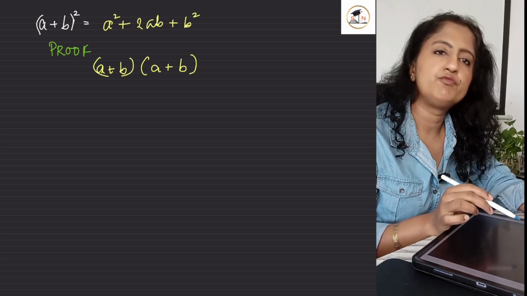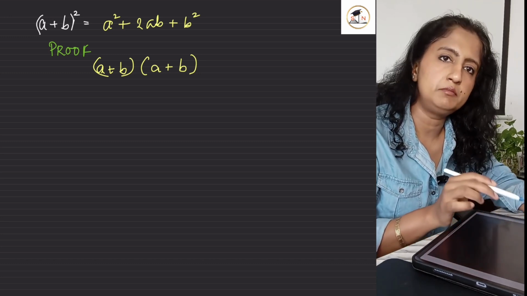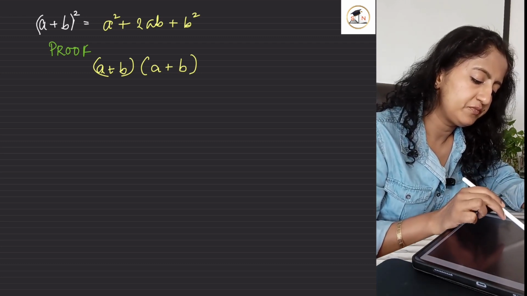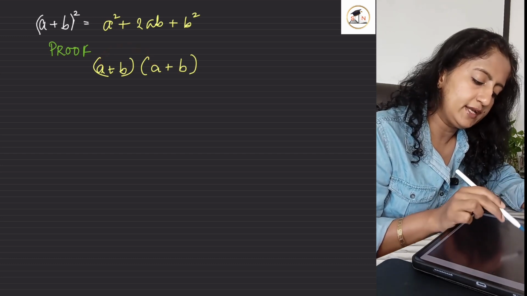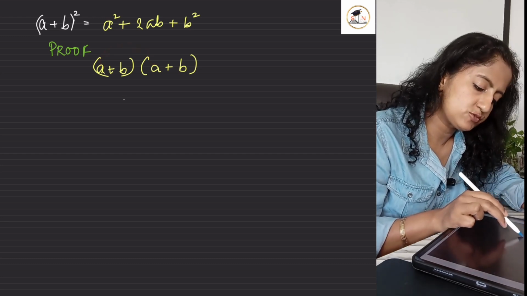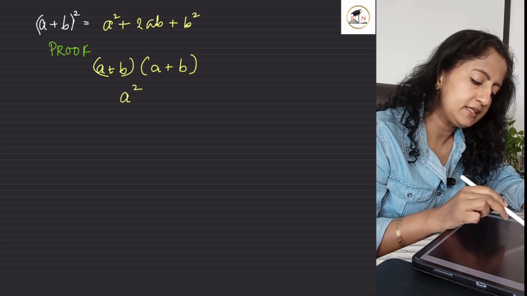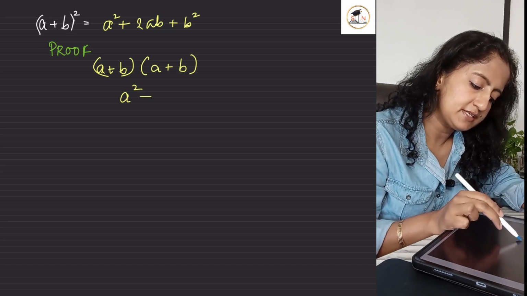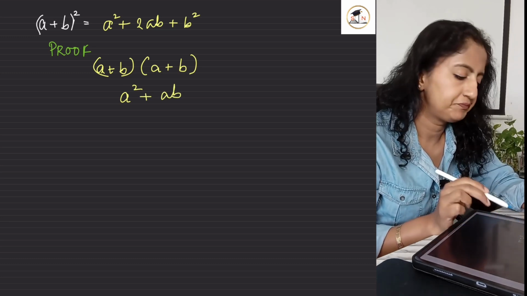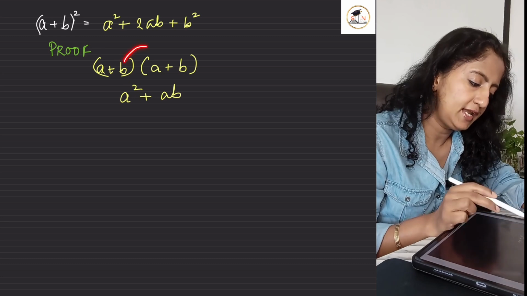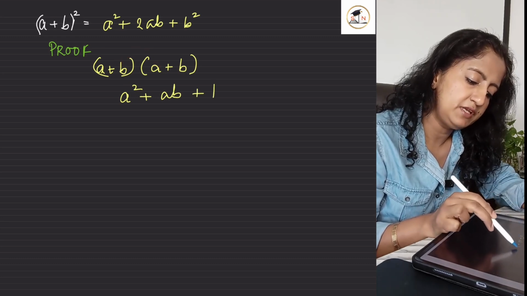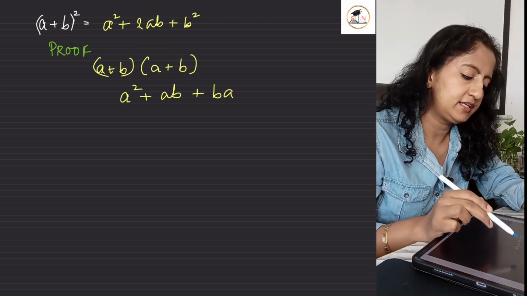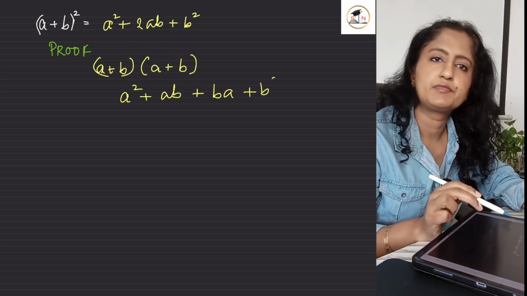Now we will start multiplying term by term. We multiply a with a, which gives a square. Then I multiply the first a with the second b, and that gives plus ab. Everything is positive over here. After that, b and a gives us plus ba. And lastly, b into b gives us b square.